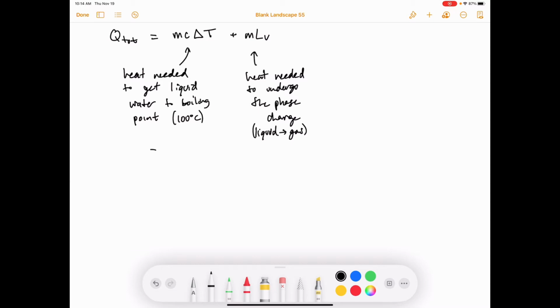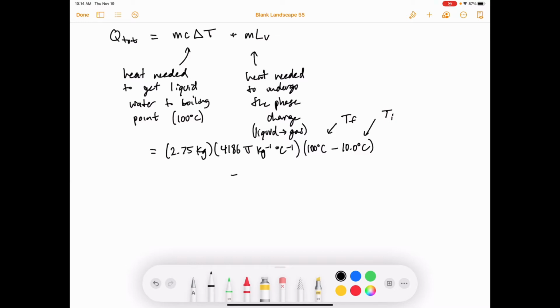Okay, so let's plug in what we know. The mass is 2.75 kilograms of water. Lowercase c is the specific heat. That's 4,186 joules per kilogram per degree Celsius. And then delta T is the temperature change. Well, we end up at the boiling point, 100 degrees Celsius, and we start at 10 degrees Celsius. So this is T final, 100 degrees Celsius, and this is T initial, 10 degrees Celsius. So T final minus T initial is delta T.